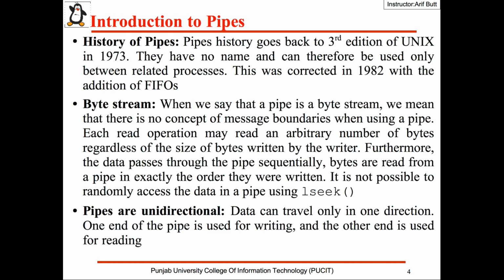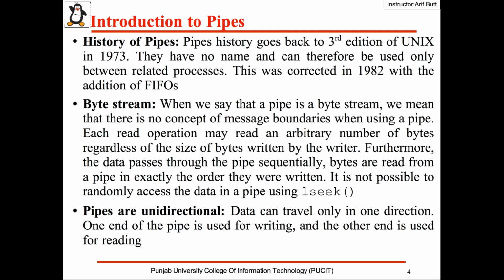Dear students, when we say that a pipe is a byte stream, we mean that there is no concept of message boundaries when using a pipe. Each read operation may read an arbitrary number of bytes regardless of the number of bytes written by the writer. Furthermore, the data passes through the pipe sequentially. Bytes are read from a pipe in exactly the order they were written. So it is not possible to randomly access the data in a pipe using lseek.